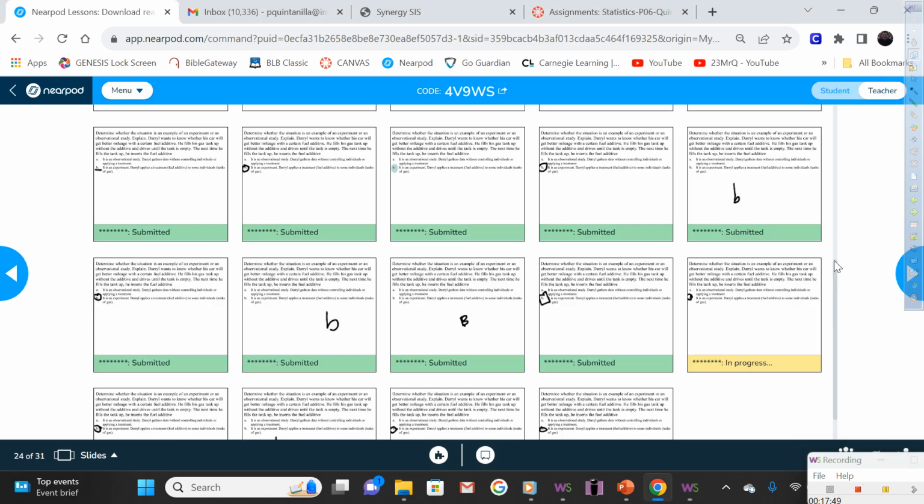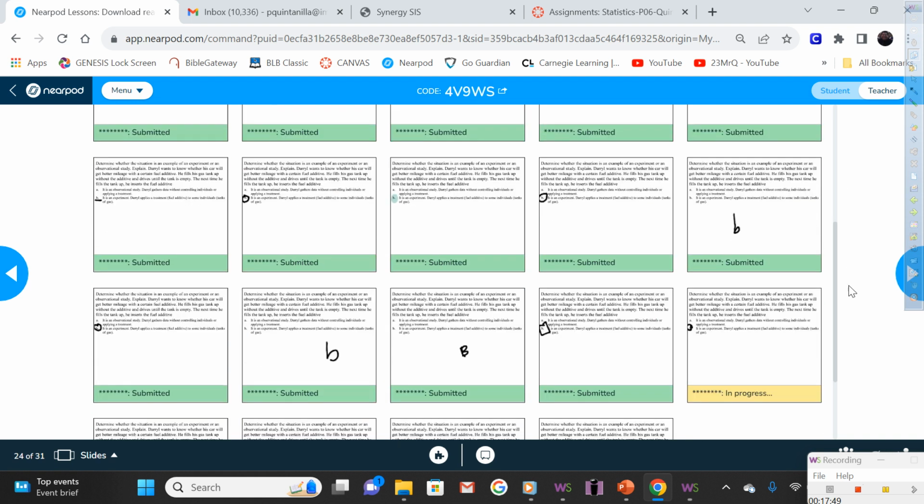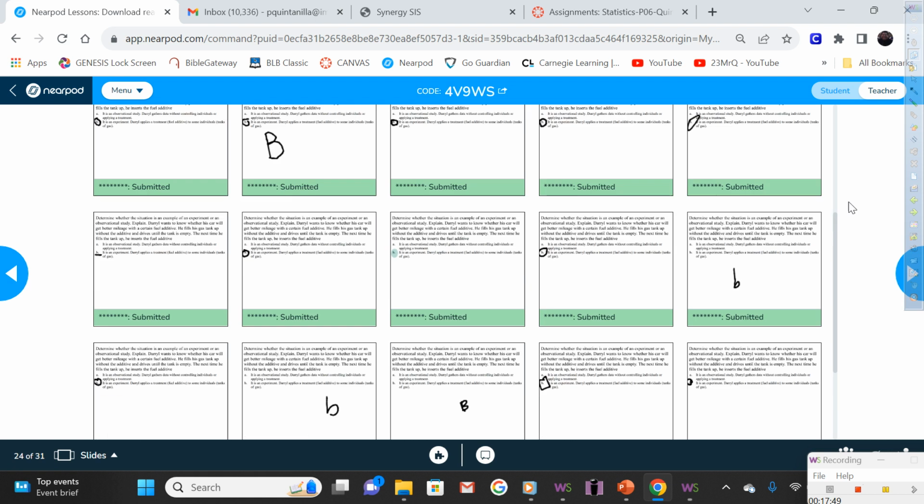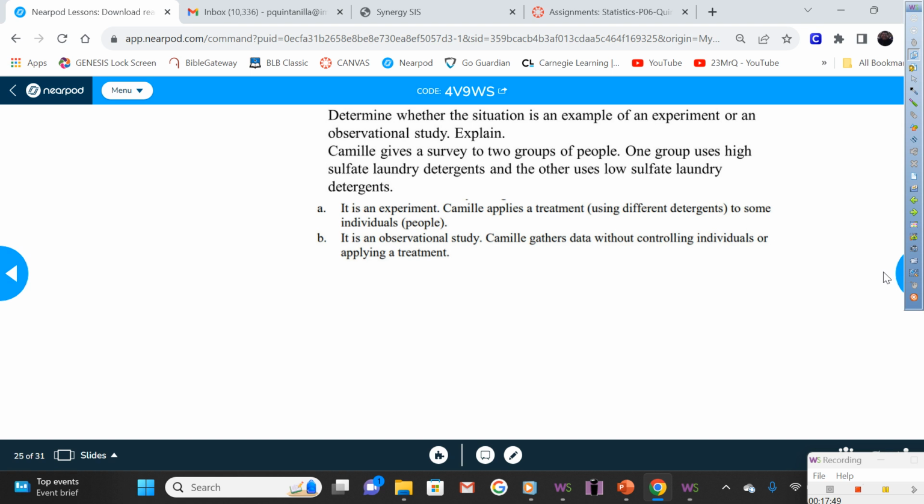Looks like everybody got the correct answer. As the Beatles said, letter B, letter B, letter B. There it is. It's experimental because he's doing something, or manipulating. All right, let's move on. Next one.